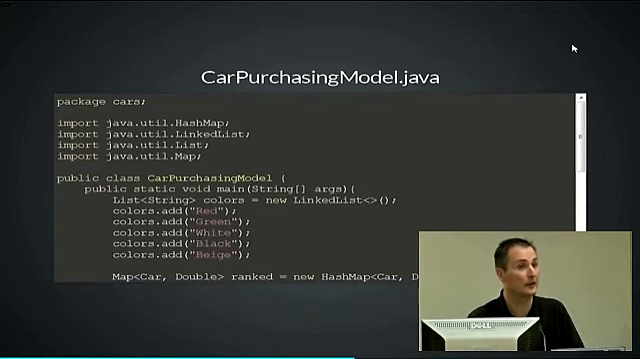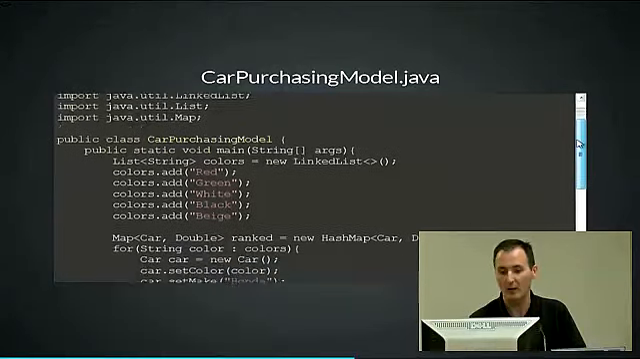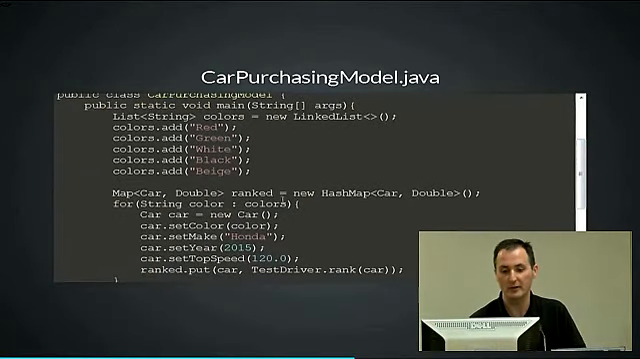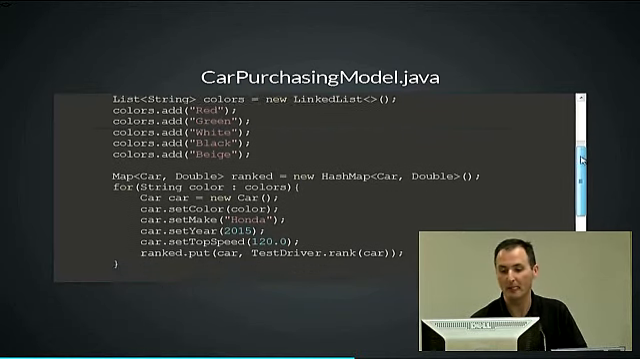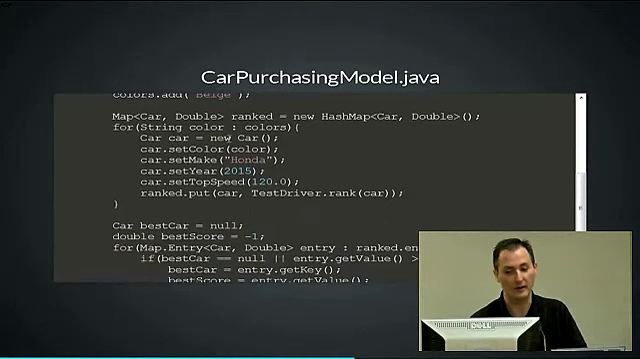Okay, so now here's where the code actually gets invoked. We have this car purchasing model. I want to create a bunch of cars by first having a list of color options. Then I want to make a collection of cars, so I build a car every time, and I vary the color. I'm iterating over the colors.